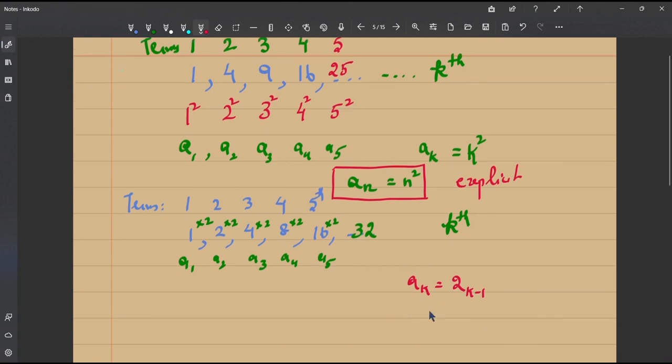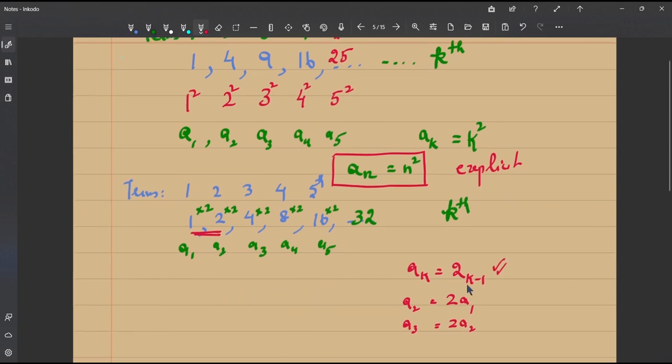So what is A2? A2 would be equal to 2 times A1. Does it match our sequence? Yes, A2 is 2. It is 2 into 1. And what is A3? A3 is equal to 2 into A2. So this is correct. This formula which we have framed is correct. So what about the nth term? The nth term an would be equal to 2 into A(n minus 1).